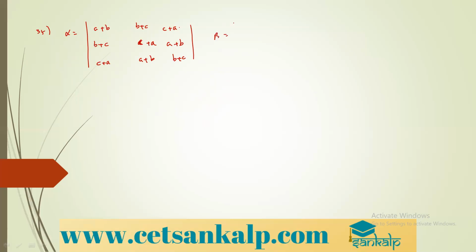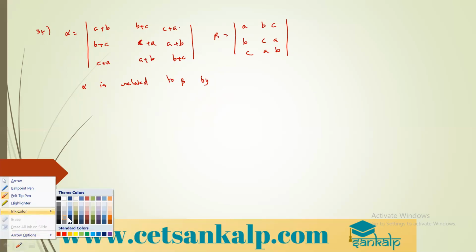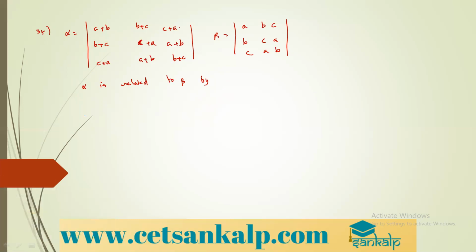And beta I will take as the determinant of a, b, c; b, c, a; c, a, b. Then I have to find the relationship between alpha and beta. How is alpha related to beta? Alpha is related to beta by a particular equation, and that particular equation I have to find.